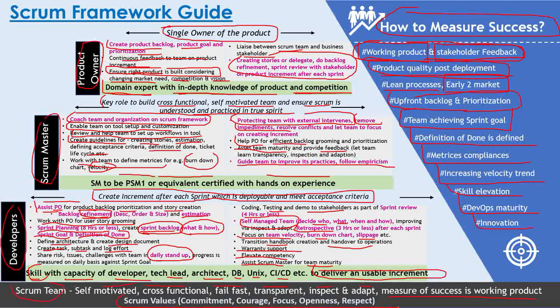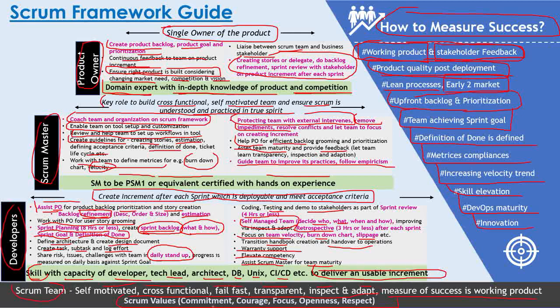I've also put the Scrum values here because this might be a question in your PSM exam: what are the Scrum values? The Scrum values are commitment, courage, focus, openness, and respect. And how do I remember? C for commitment, C for courage, F for focus, O for openness, R for respect. So the Scrum team understands all these parameters.